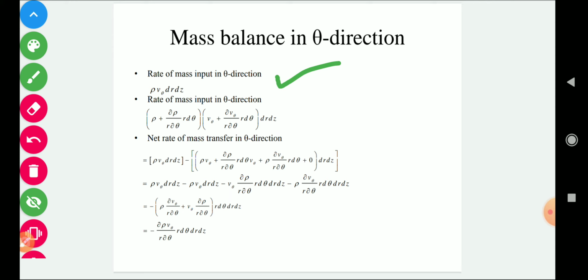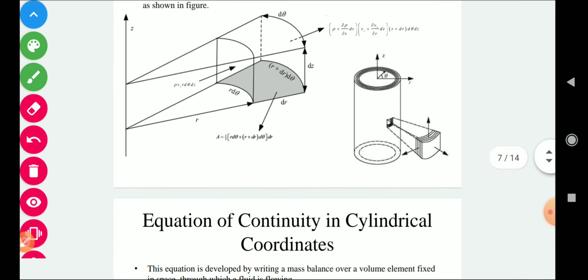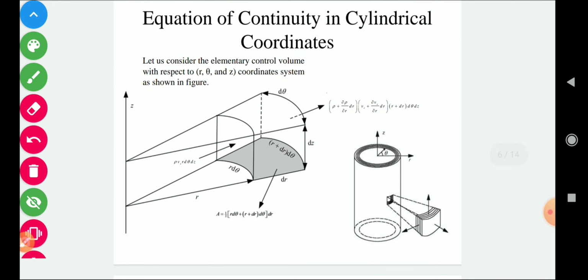Similarly, rate of mass output, this is output. Rate of mass output in theta direction will be equal to this one, because rho is density and rate of change of density will be equal to del rho by r del theta, and total distance is r d theta. As you can see here, total distance is r d theta. So rate of change of density multiplied by total distance, then you will get total change in density.